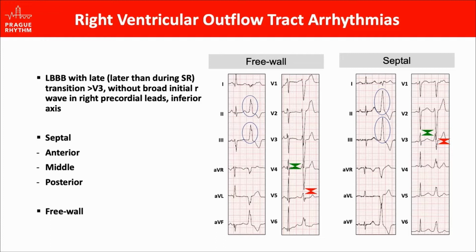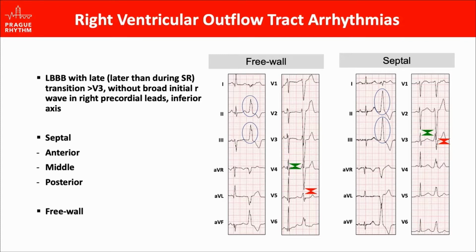RVOT arrhythmias exhibit LBBB-like morphology with late transition, later than during sinus rhythm, and especially without a broad initial R wave in the right precordial leads. Inferior axis is typical for all outflow tract arrhythmias.